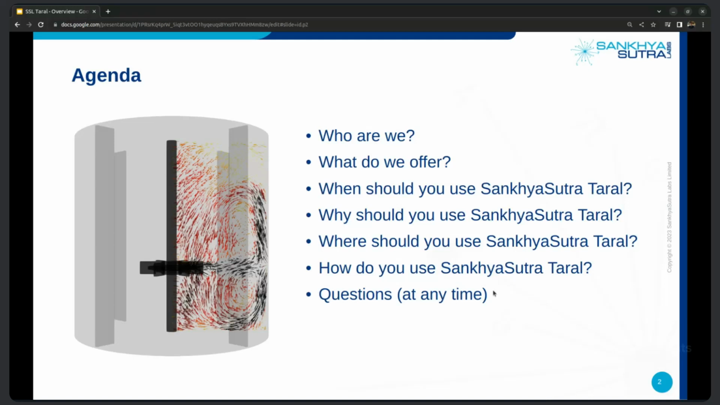And like Ashwin said, you can interrupt with questions at any time. You can use the chat box or you can unmute yourself and ask me directly.